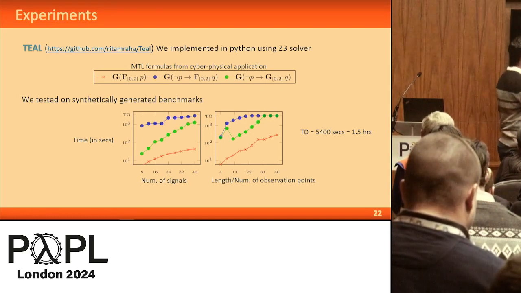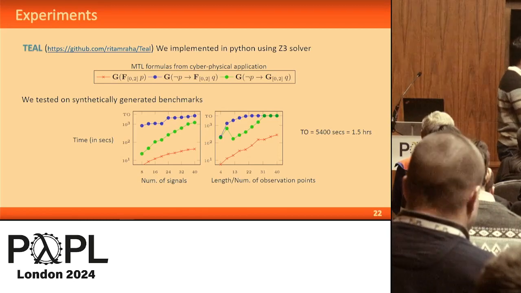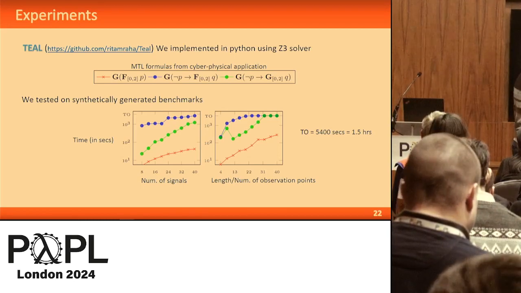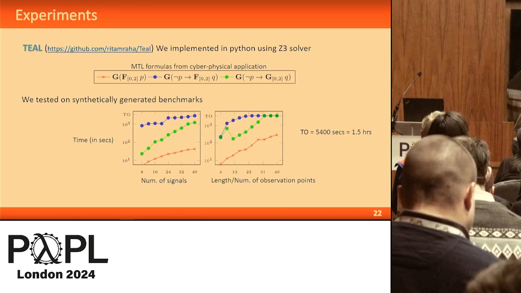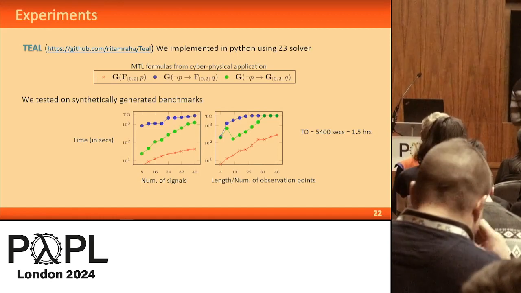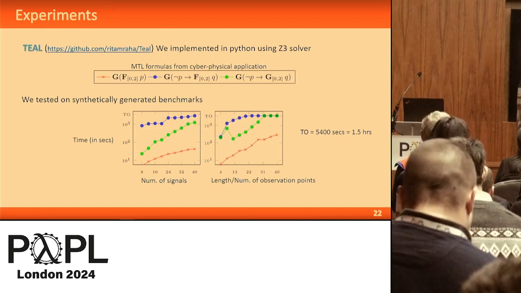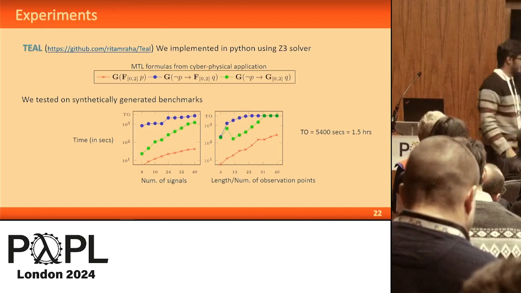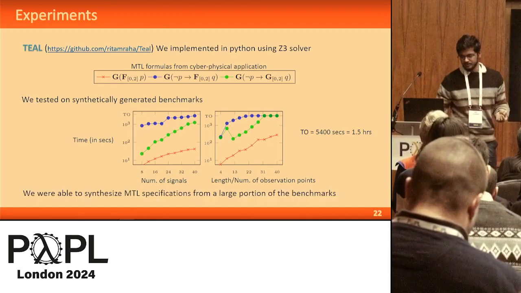So what I want you to focus on is that we were able to synthesize formulas for a large number of benchmarks, and we would time out only when the formulas were larger in our benchmark set and had a large sample as well.